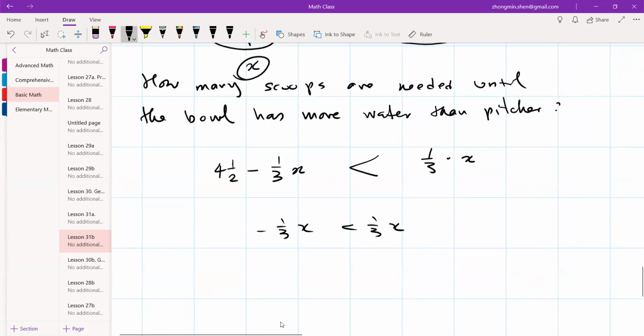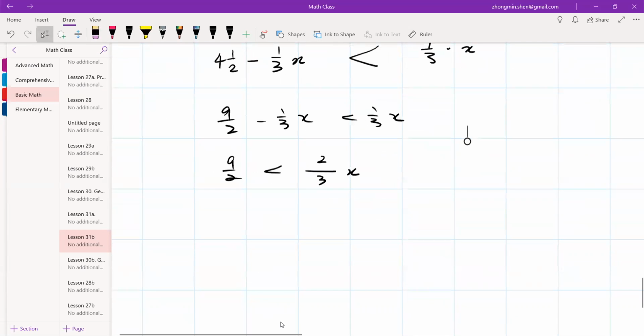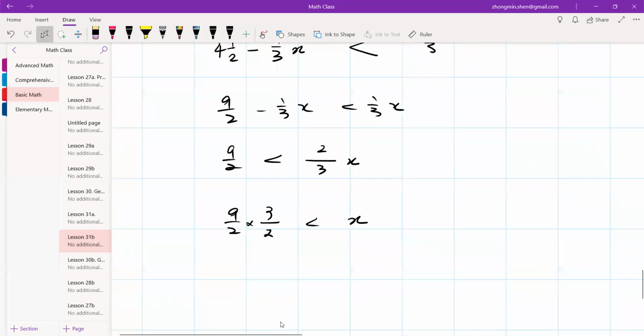Okay, this is 1/2. That's going to be 9/2. Okay, so let's solve this problem. Solve this inequality. 9/2 is less than 1/3 plus 1/3, which is 2/3. You solve this inequality by multiplying by 3/2. Okay, so what you get is x should be greater than 27 divided by 4. And it's going to be 3 point something.